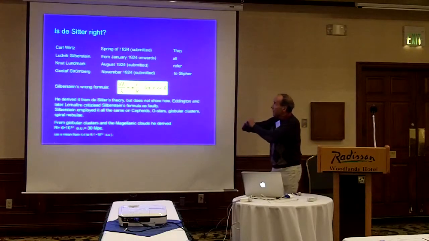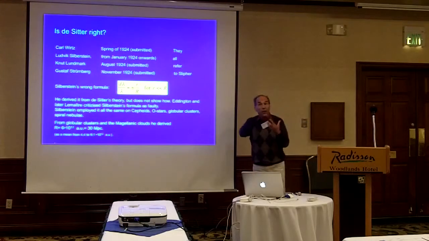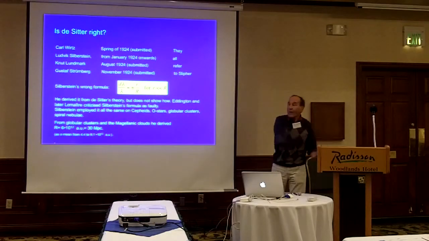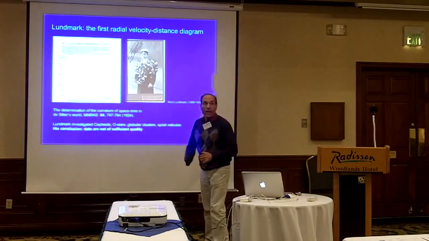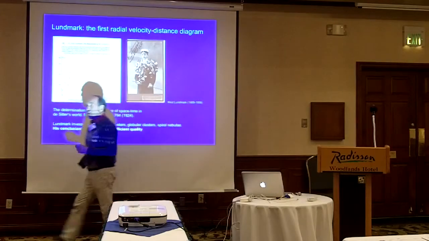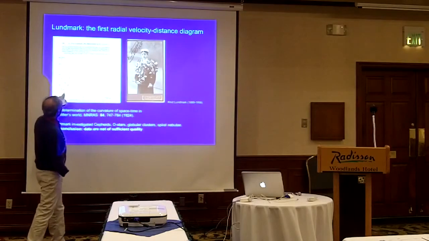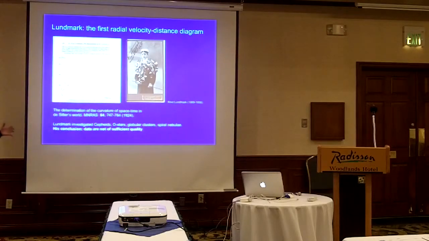And then Lundmark said, we have to do it differently. Lundmark looked at the O stars, globular clusters, and also spiral nebulae, to derive cosmology. And here we have the first published Hubble diagram. It also carries the name of Hubble. Well, it was Lundmark, where you get the distance and the velocity. And Lundmark arrived at the conclusion: from the data we have available, you can't do cosmology.